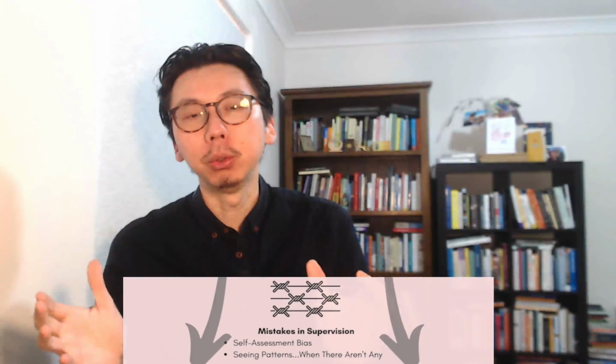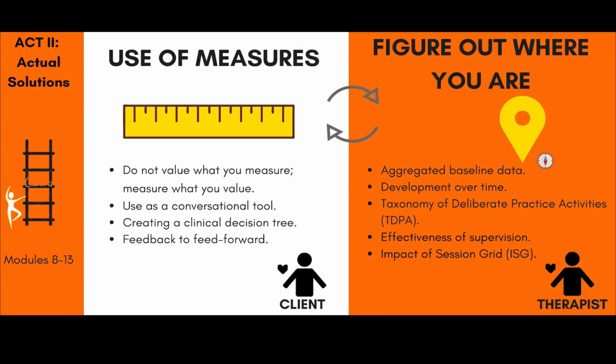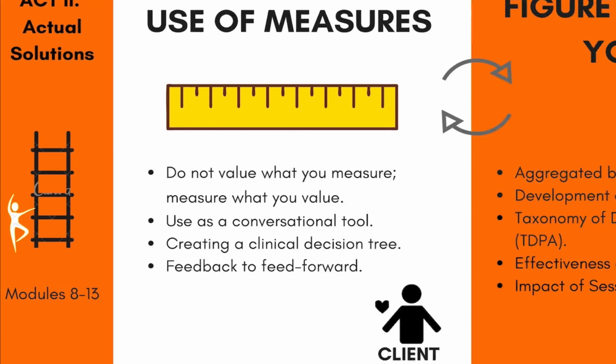In Act 2, the actual solutions, that's where we really dive into the weeds, looking at actual practical solutions that you and your supervisees can work towards. The 2 main components: the first is really about the use of measures. The emphasis is really not just on some form of evaluation, but on using it as a form of conversational tool and not just as an assessment tool.